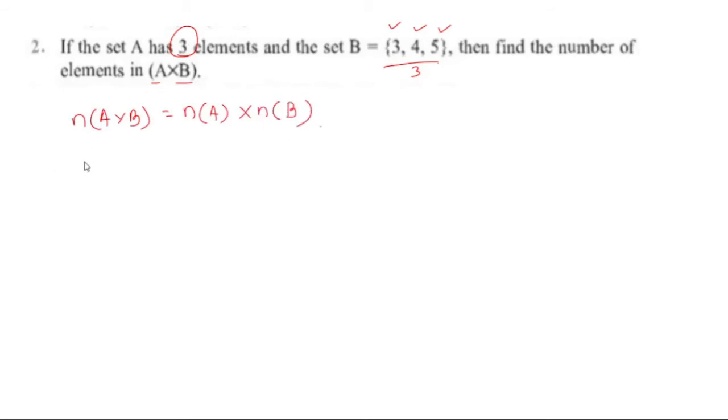So n of A cross B equals, here n of A is 3, it is already given, and B also has 3 elements. So 3 into 3, this will be 9. So this is my answer. n of A cross B will be 9.